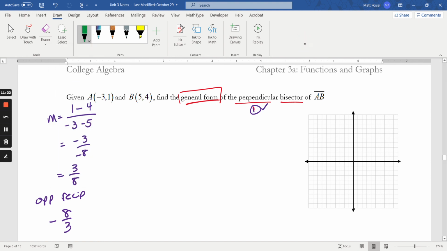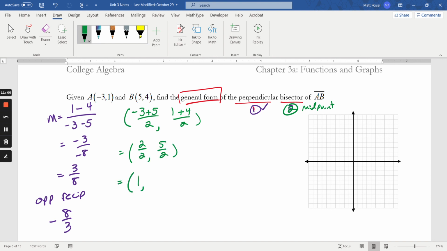Now bisector, that's what we'll do next. That's just another word to say midpoint. So midpoint, we talked about this a couple weeks ago. Remember, x plus x divided by 2? And then y plus y divided by 2. That's going to be 2 over 2, and then 5 over 2. So now 1 and 5/2.